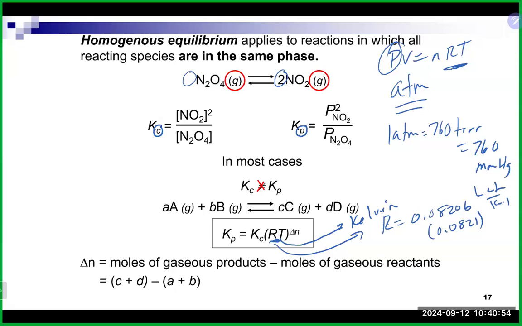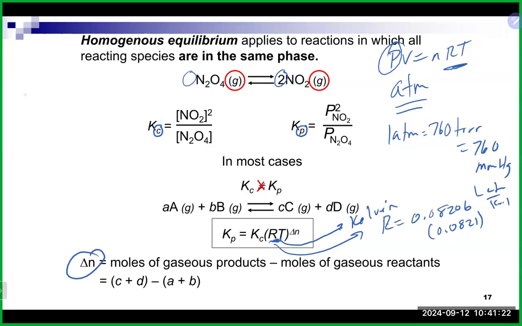Times RT is taken to the delta n. Delta n is the change in the number of gas molecules. You find that by taking the gas molecules on the product side minus the gas molecules on the reactant side. It is as simple as just grabbing the ones with g's next to them, and then subtracting those out. Now, this is really important, the delta n part, that you do it correctly.